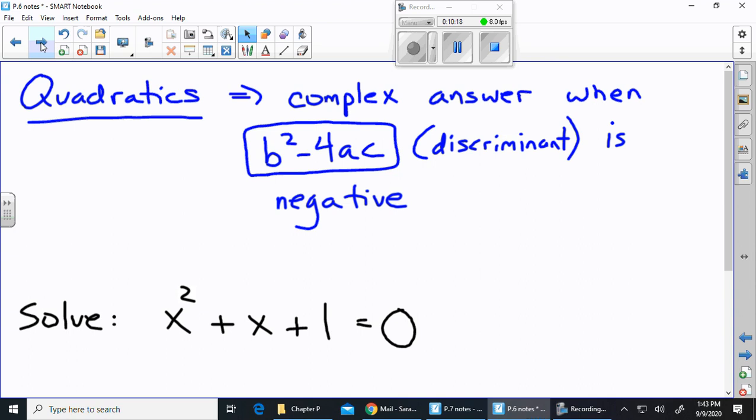So short little lesson and a little assignment, just reviewing complex numbers.